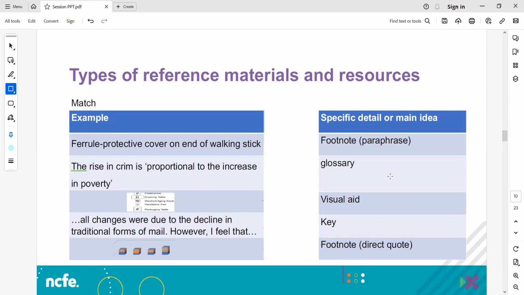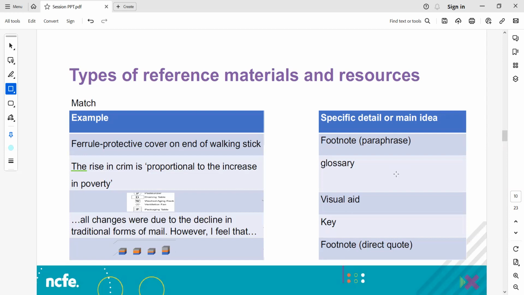So we can rule things out. Does it have a date of publication, an author, title as a footnote? Or would it require that? Is it a definition of something, so an explanation of a particular word, as in a glossary?